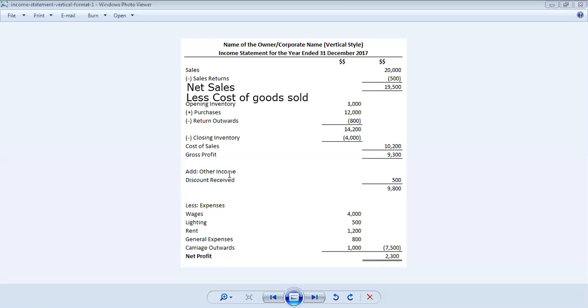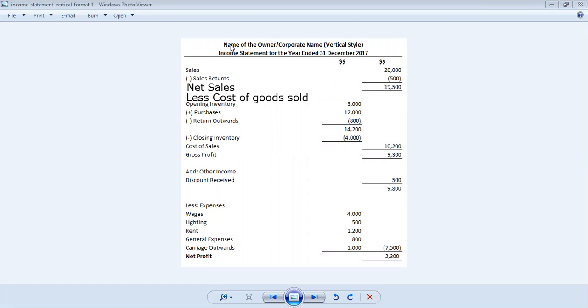Then you would add your other income, otherwise called other revenue. In this case, other revenue is discount received, and that will give you a figure of 9,800. Then you would less expenses, which are in this case wages, lighting, rent, general expenses and carriage outwards. You would add up all the expenses and get 7,500 in this case, and subtract it from the gross profit and other revenue, which is 9,800. And in this case, you get the net profit of 2,300. That's how you write up an income statement or trading profit and loss account.